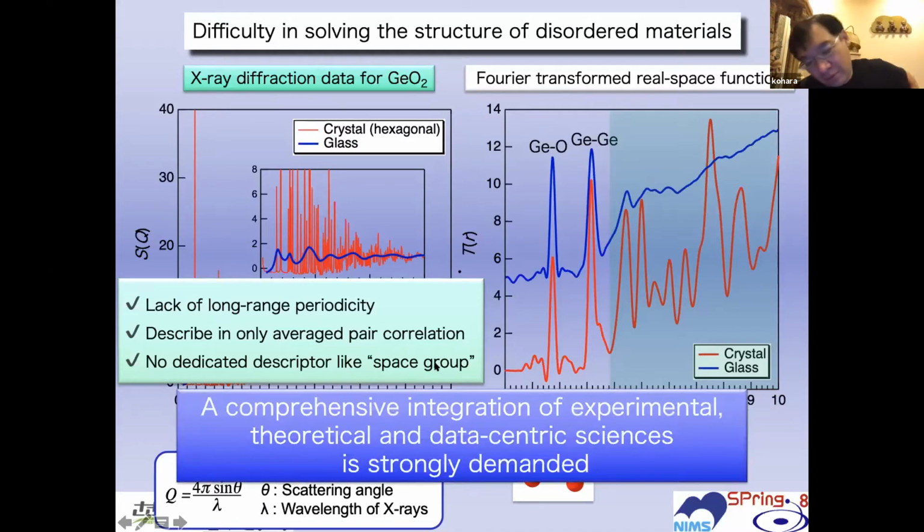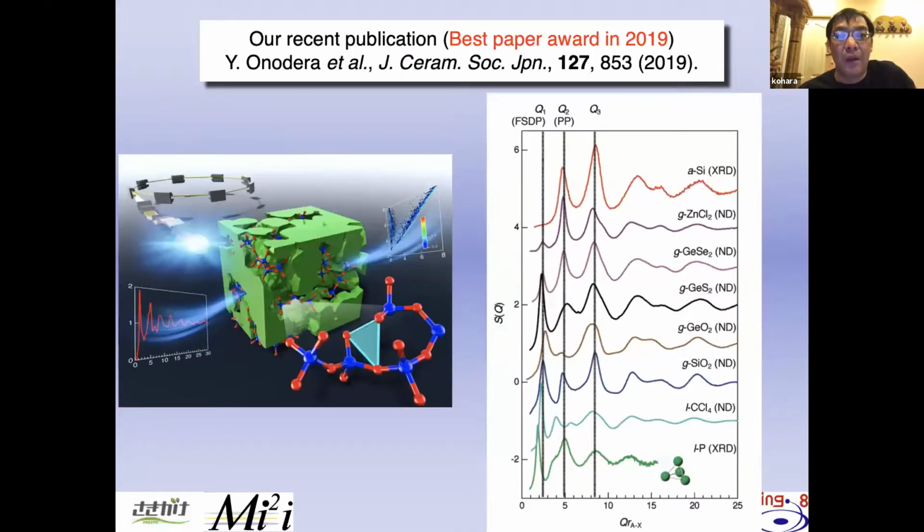So we need a comprehensive integration of experimental, theoretical, and data-centric science. This is a very important collaboration: measurement, theory, and probably data science. Okay, so let me introduce our recent paper published in a Japanese journal. We combine diffraction measurement, simulation, and topological analysis, persistent homology analysis. I will introduce that later.